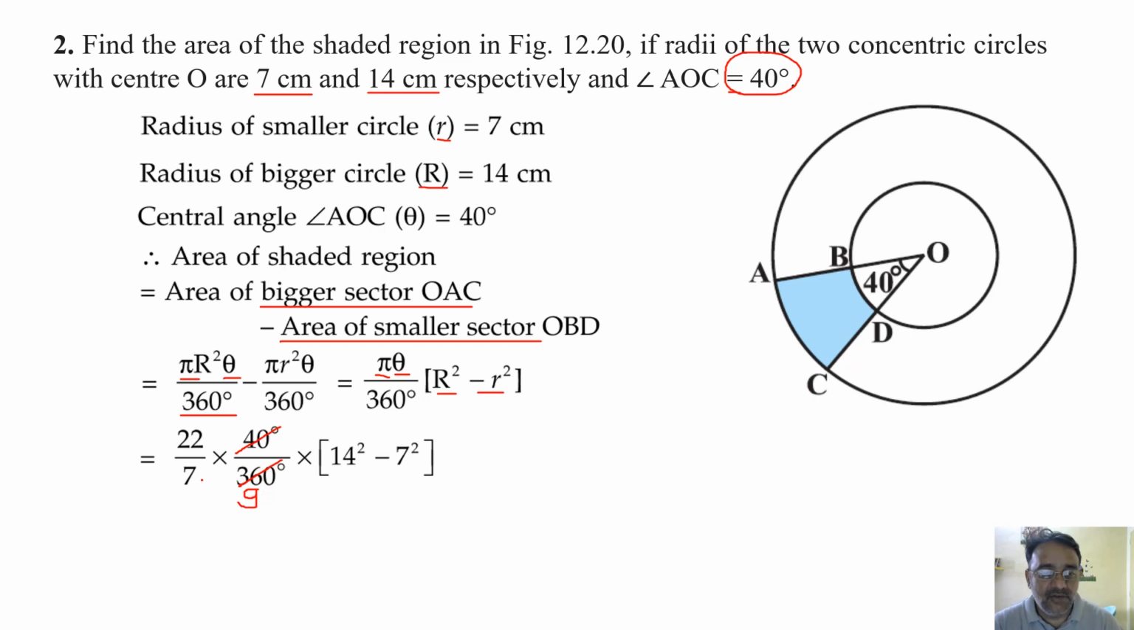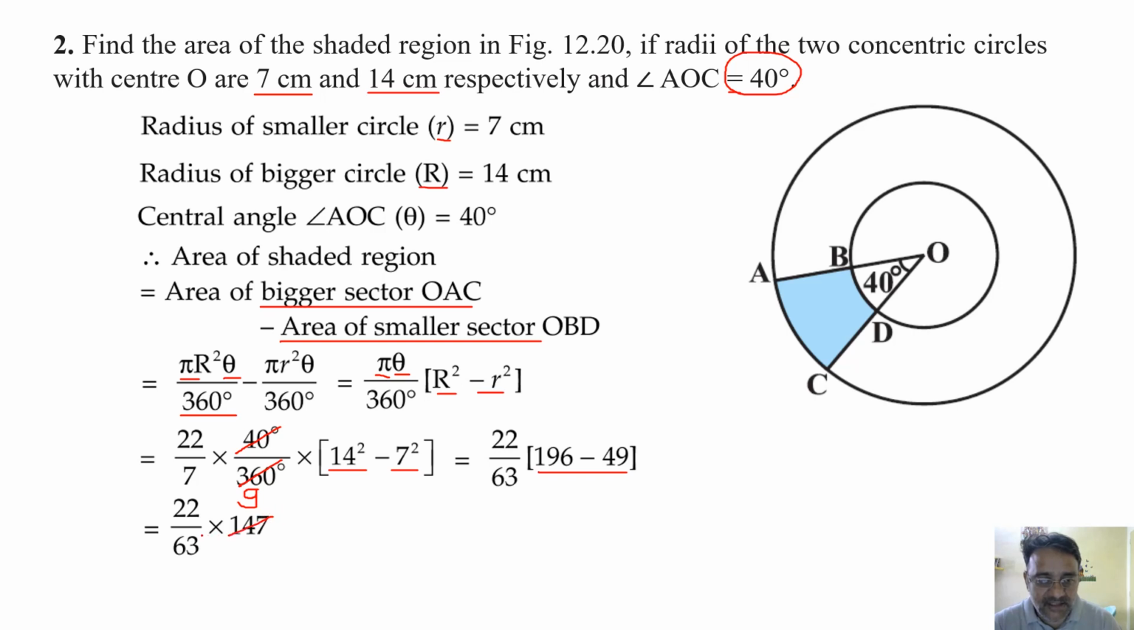Okay, so 7 into 9, 63, and 196 minus 49 we can do. So 196 minus 49 is 147. We'll get 147. Okay, so this we can cancel.